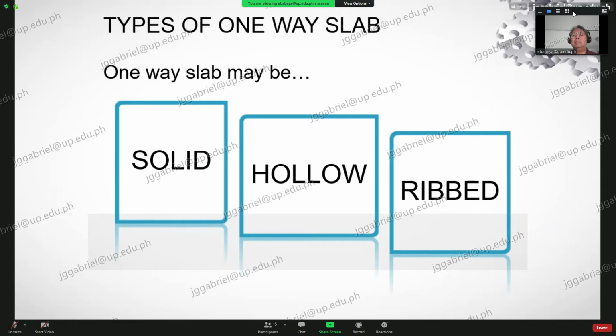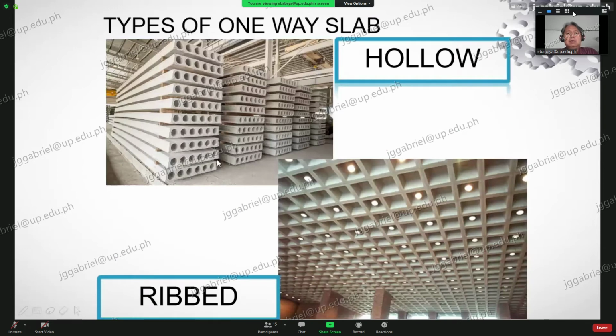One-way slab, basically dito tayo magfo-focus of learning how to design yung slab. So we won't be designing two-way slab and the other types of slabs. Ayan. Ito yung hollow. Okay? Walang laman sa loob. And then you have the ribbed. Okay? Or itong rib parang marshmallow type, no?